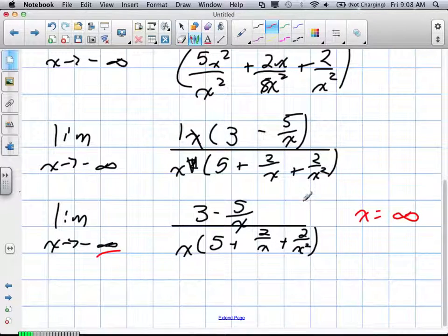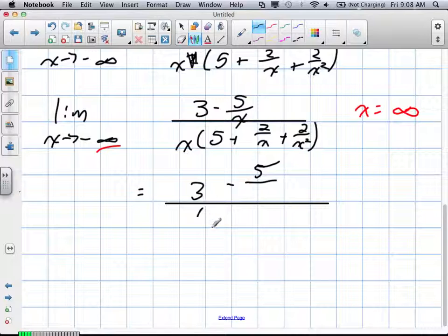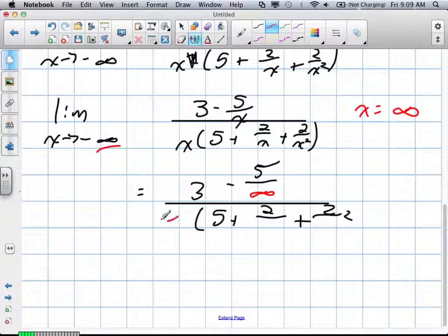Okay, we're going to actually plug that value in. So as we put in our limit, we have 3 minus 5, and we'll do it in red here. I'm just going to do them all at once. Divided by 5 plus 2 divided by, plus 2 divided by squared. And these values are now infinite values, okay?